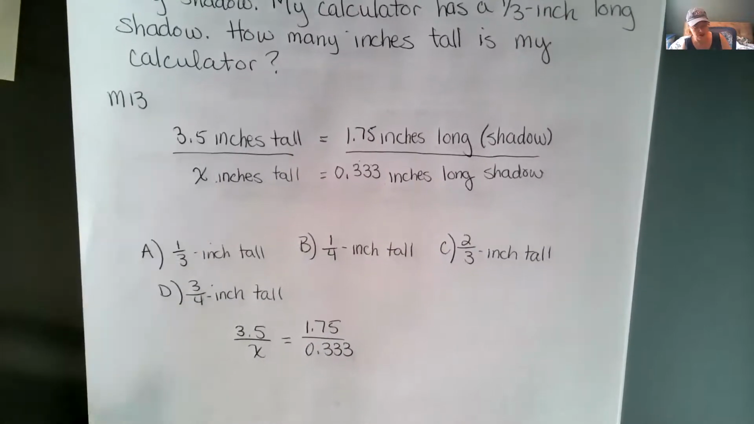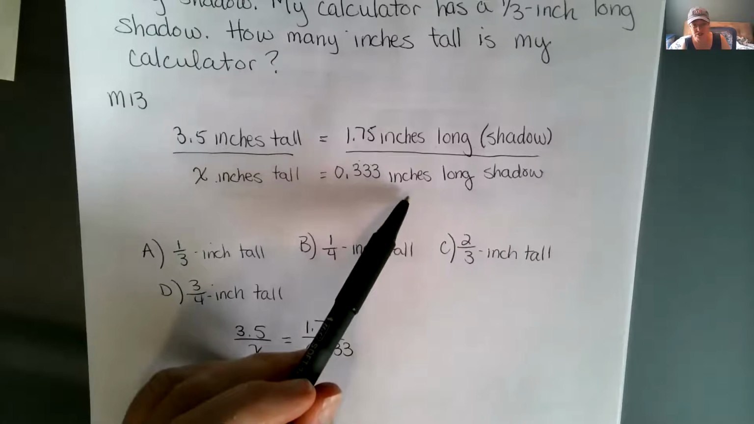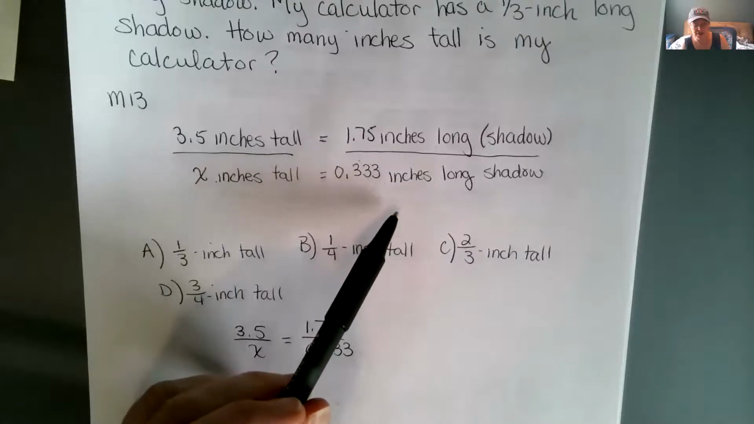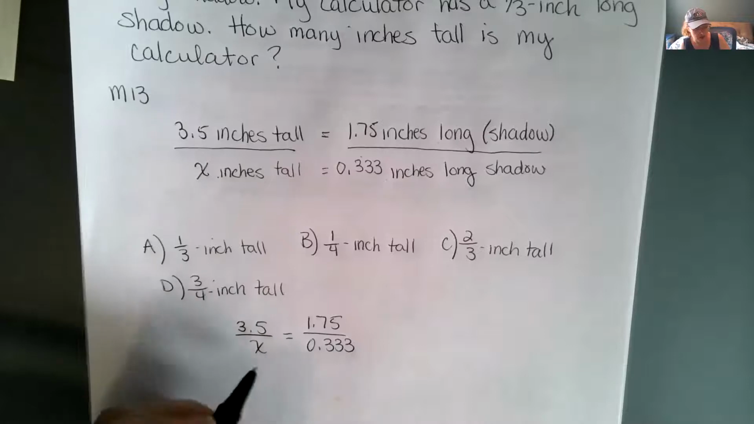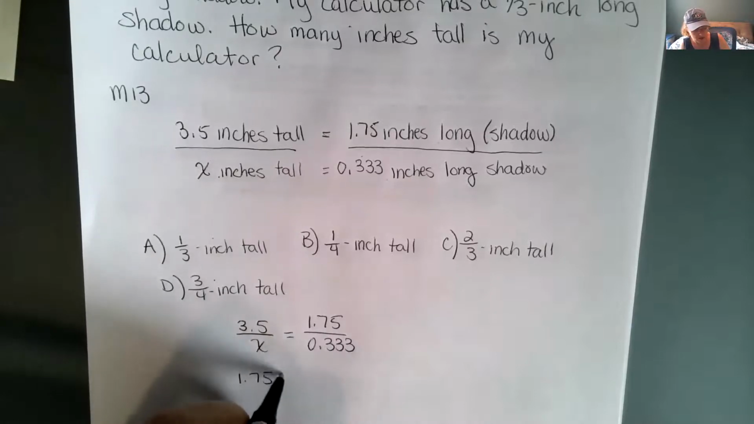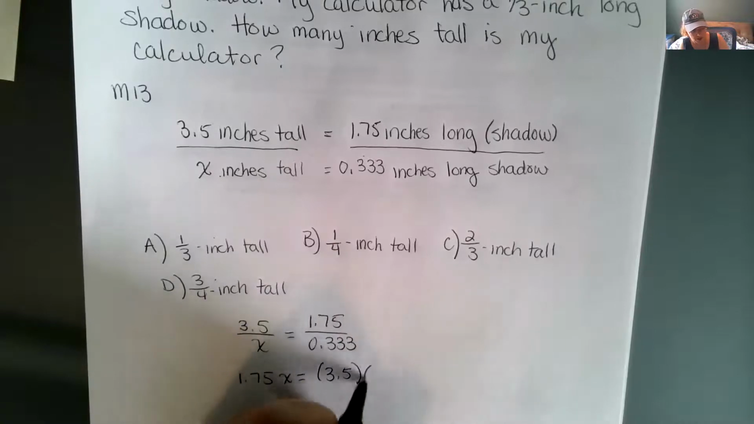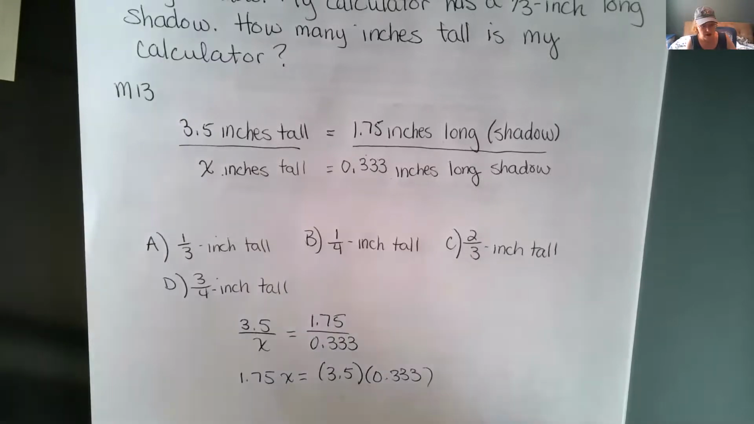So I start out with, even if it's just abbreviation, something to help me make sure that I see that there's 2 different units, even though they both refer to inches. Make sure everybody lines up okay. Then I can just put the numbers. And we'll cross multiply to solve. 1.75x is equal to 3.5 times 0.333.